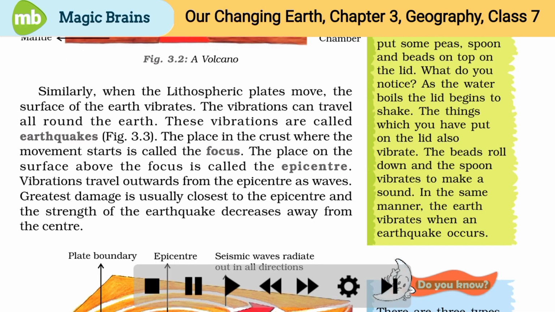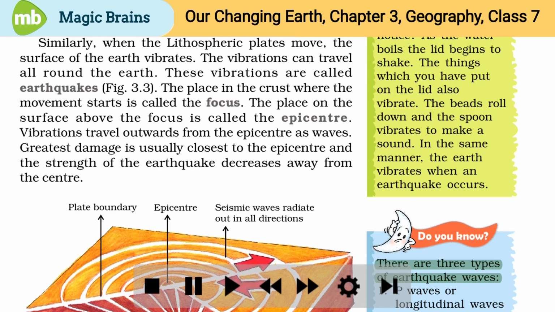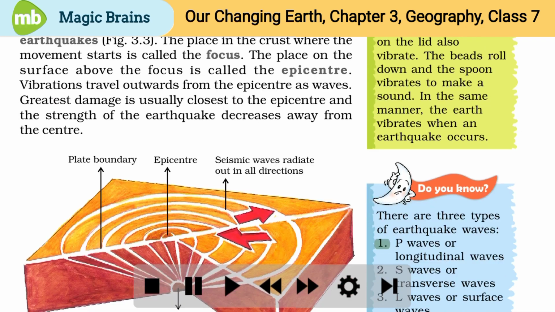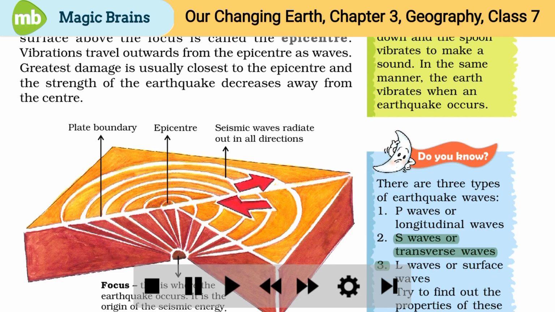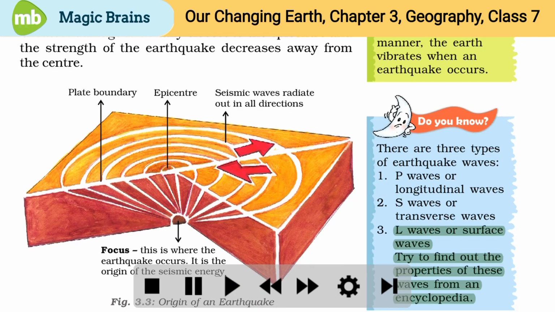Do you know? There are three types of earthquake waves. 1. P waves or longitudinal waves. 2. S waves or transverse waves. 3. L waves or surface waves. Try to find out the properties of these waves from an encyclopedia.